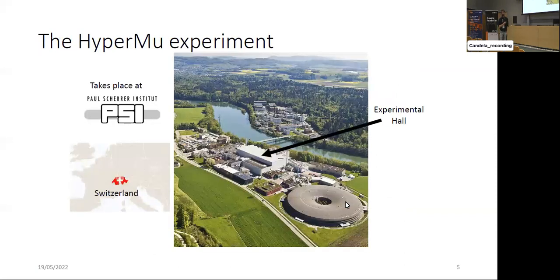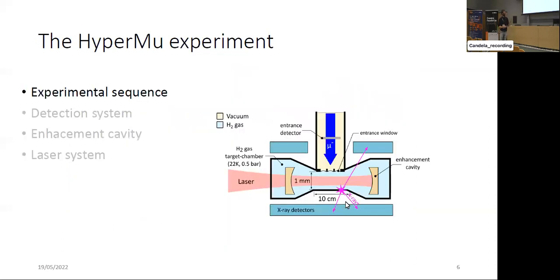Yes, so we do this at PSI because PSI has one of the most intense low energy muon beamlines in the world, in the nice experimental hall at PSI. And since I want to talk about different elements of the experiment, I think it's nice if I give a short summary again of the experimental sequence that we follow to hopefully measure this resonance.